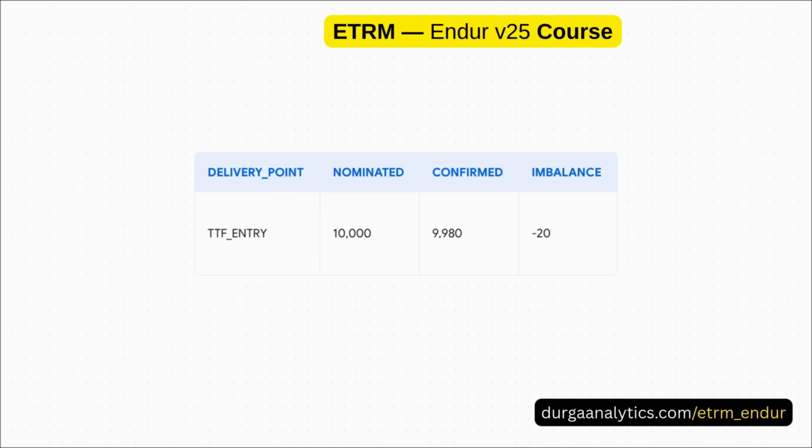And for all of you who live in the database, a simple SQL query like this tells the entire story, doesn't it? You can see it right there. We nominated 10,000 megawatt hours, but the operator only confirmed 9,980. Boom! Just like that, you've got a 20 megawatt hour shortfall. That's an imbalance, and now you've got to deal with it.